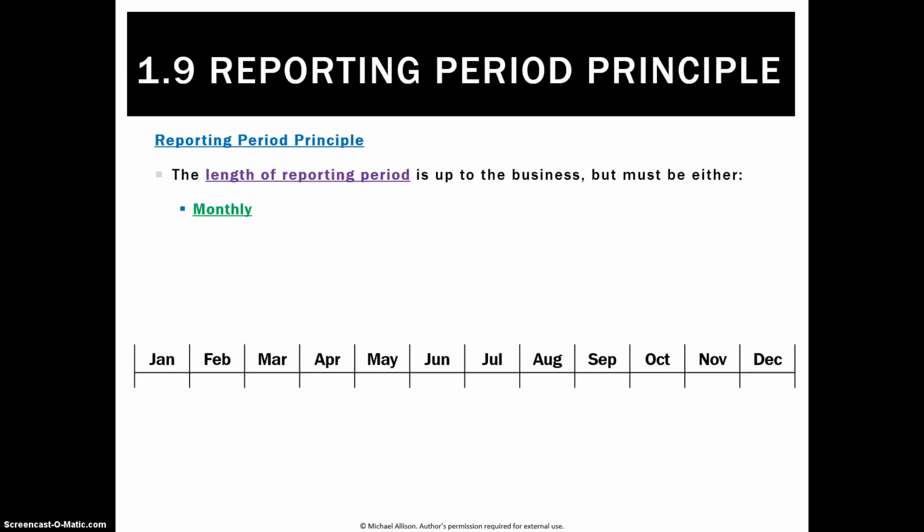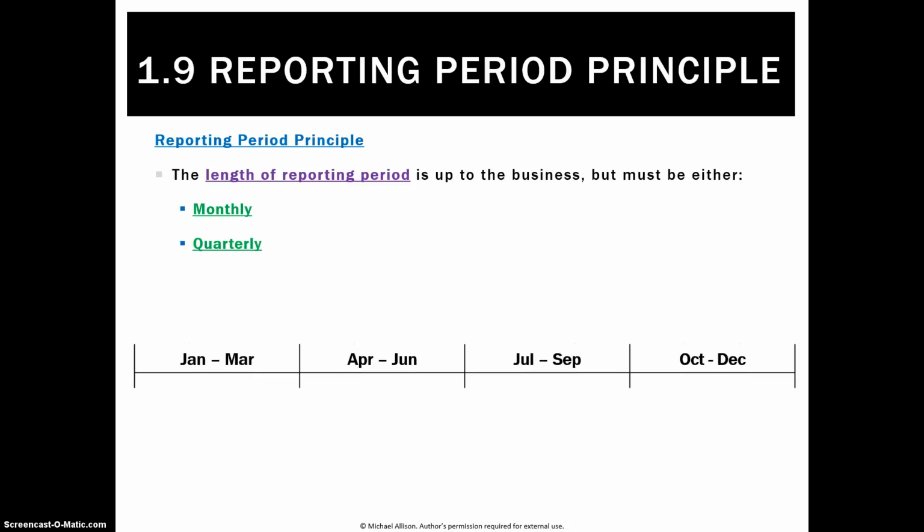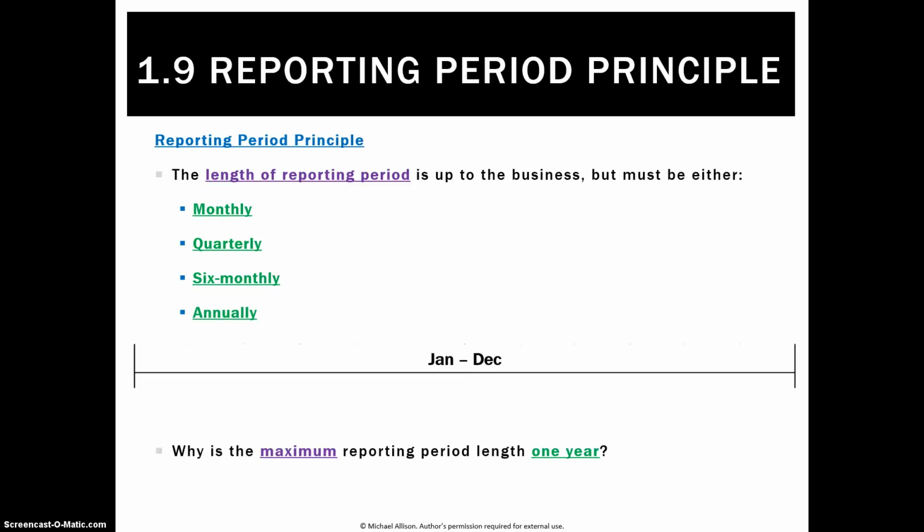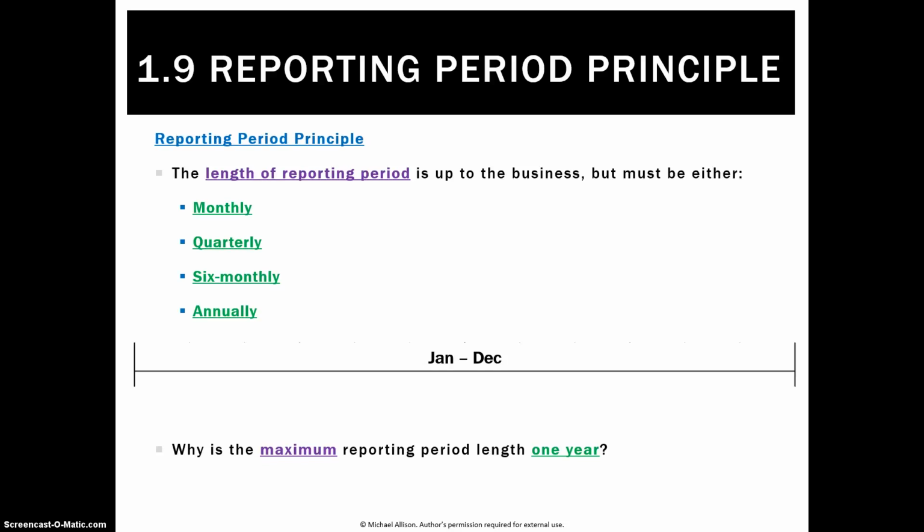So the period length can either be monthly, that's 12 times a year, which is a lot of reporting. It can be quarterly, 6 monthly, or annually. Why is the maximum reporting period length 1 year? Well, one major reason is the fact that we have to provide our tax information to the government annually, and they would like to know what our tax rate should be, so we can't report any longer than on a 12-month period.